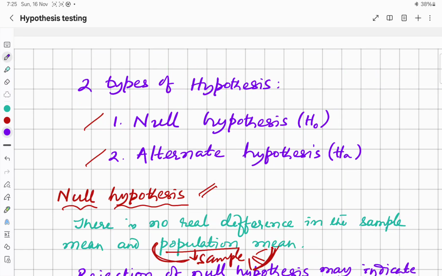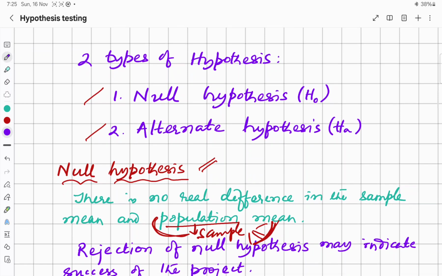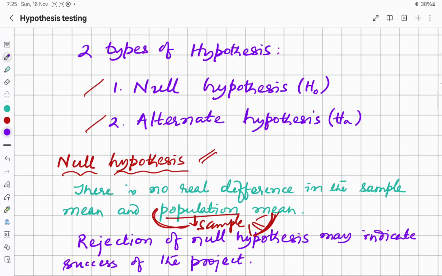There can be two types of hypothesis, null hypothesis and alternate hypothesis. When we assume that there is no real difference between the sample mean and the population mean, we call it the null hypothesis, and when we assume that there is a difference between the sample mean and population mean, we call it the alternate hypothesis.